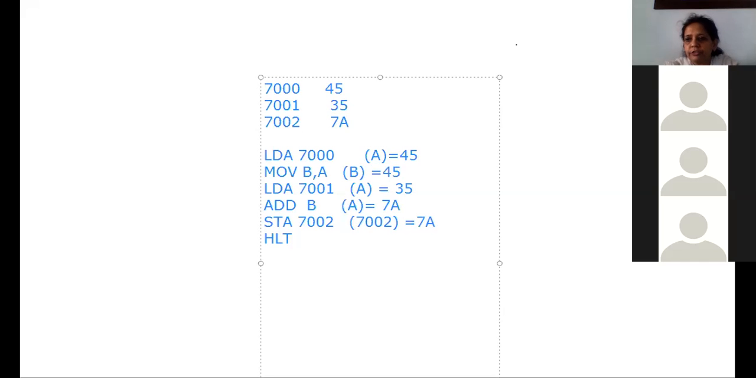You have to think about which instructions you have studied and which ones you are going to use, and then try to write the program. This is one of the programs I can write using the ADD instruction. The same program I can write in another manner also. Have you understood how to write this program? Many students do LDA 7000, LDA 7001. They can transfer the 7001 contents into B also, but then these will be overwritten.